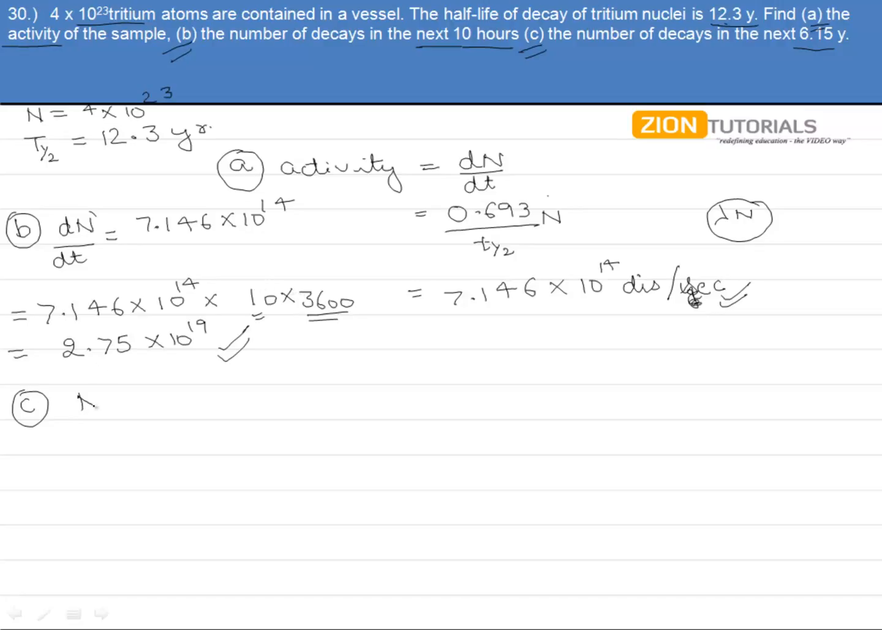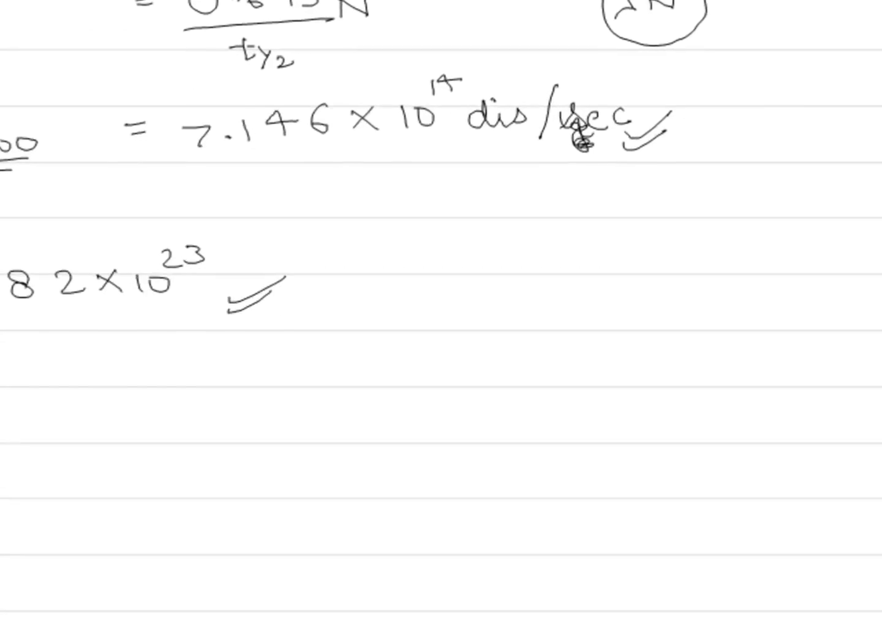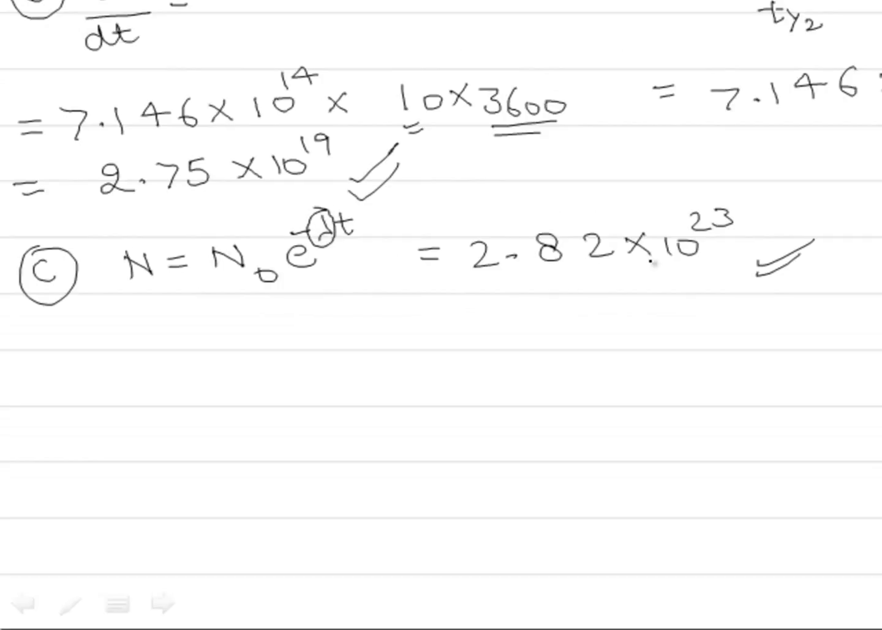Similarly, proceeding to the third part, we can write down the total number equal to N naught e to the power minus lambda t. So we can write it as 2.82 into 10 to the power 23 now. So this is the number of atoms remained, because this N naught is what was the sample initially, and now this is actually disintegrating with this constant, so this much of nuclei are left. So this is actually the number of atoms remaining.